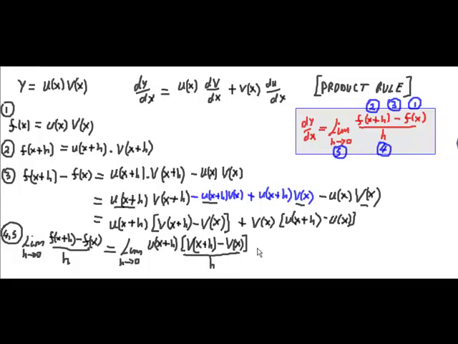And now the next bit is plus the limit as h goes towards 0 of v(x) by u(x+h) minus u(x) all over h.